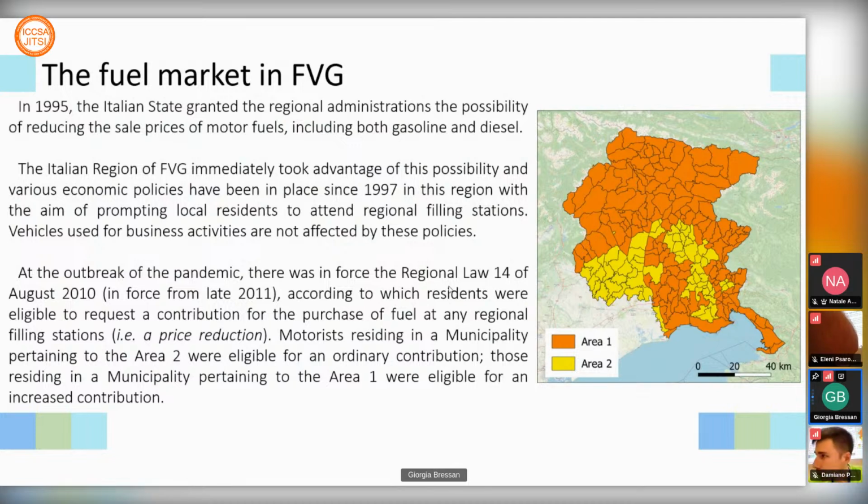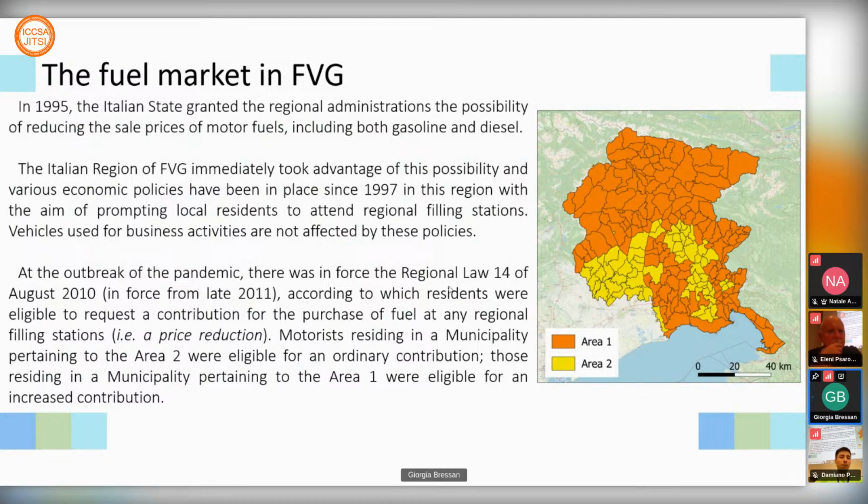In fact, since 1997 in this region, there is in place an economic policy aiming at prompting local residents to attend regional filling stations. At the outbreak of the pandemic, there was enforced regional law 14 of August 2010, which is in force since late 2011, according to which residents were eligible to request a contribution for the purchase of fuel at any regional filling station.